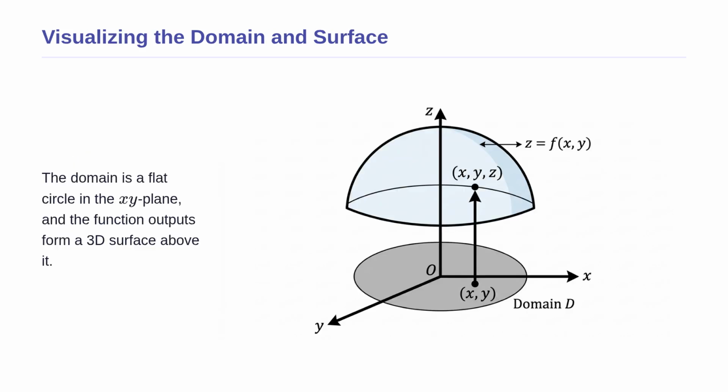Let us visualize what we just calculated. In this diagram, the flat shaded circle on the bottom floor, which is the xy plane, is our domain. It represents all the valid pairs of x and y you can safely choose without breaking the math. For every point in that flat circle, you move straight up to hit the dome surface. That vertical height is your final output z. If you pick a point outside the flat circle, the function fails.